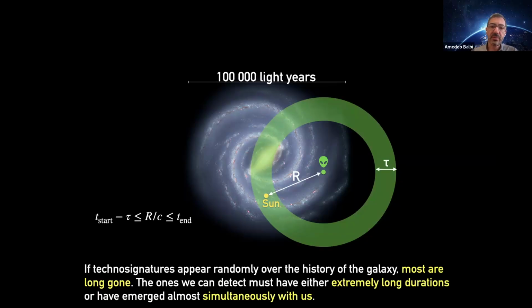If you have a random distribution of technosignatures over the history of the galaxy, most of them are probably long gone, and the ones you can detect now must either have extremely long durations or have appeared almost simultaneously with us, almost coeval with our time of appearance. This is a very general and basic requirement. It's probably not so surprising, but I think it's important to state it clearly at the very beginning so we are on the same footing.